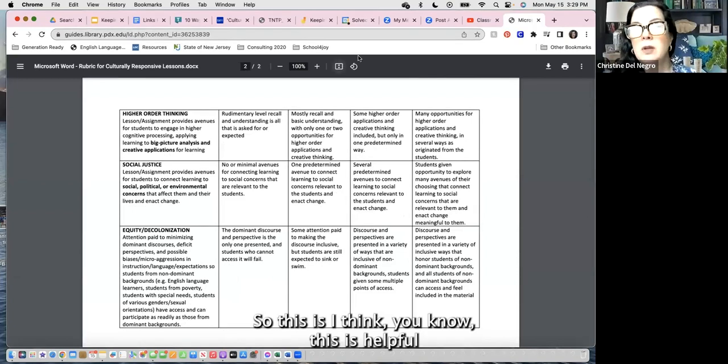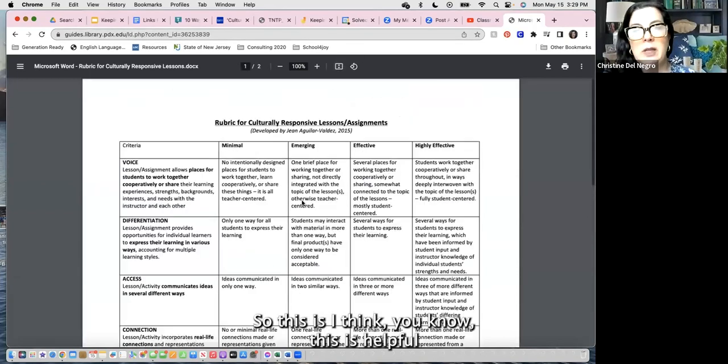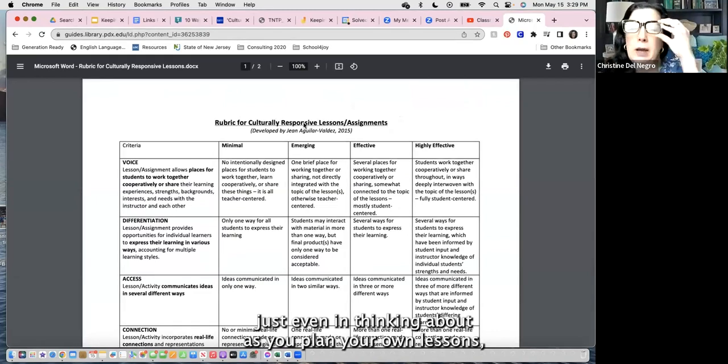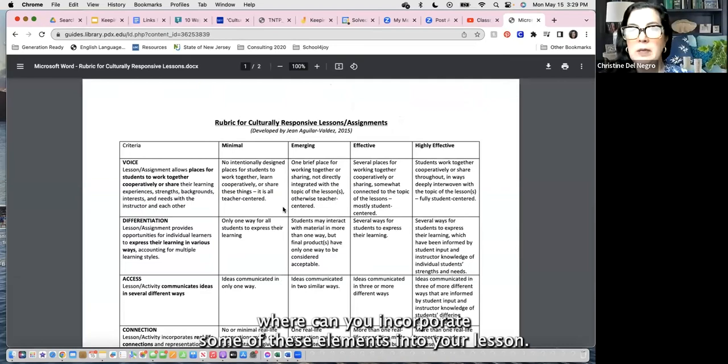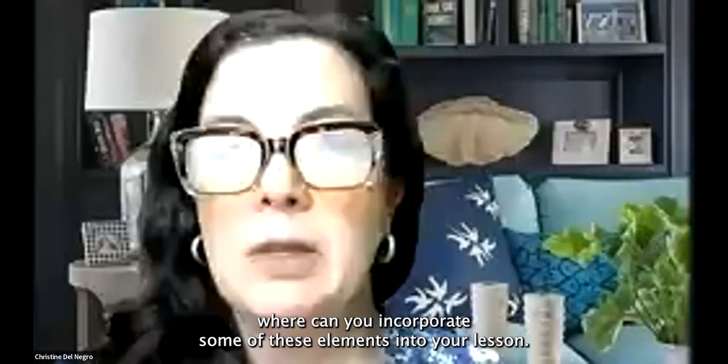Yeah. So I think this is helpful just even in thinking about as you plan your own lessons, where can you incorporate some of these elements into your lesson?